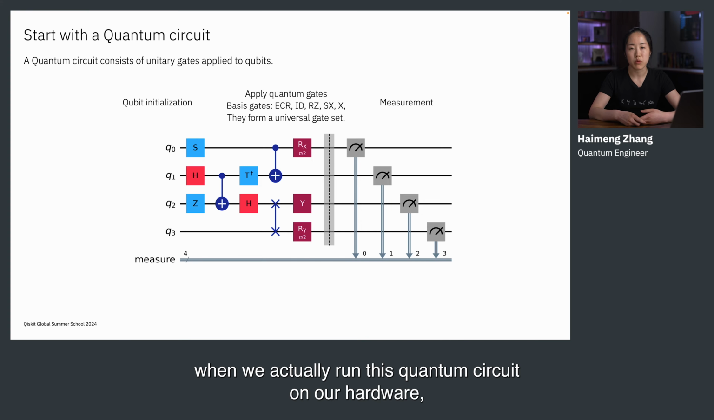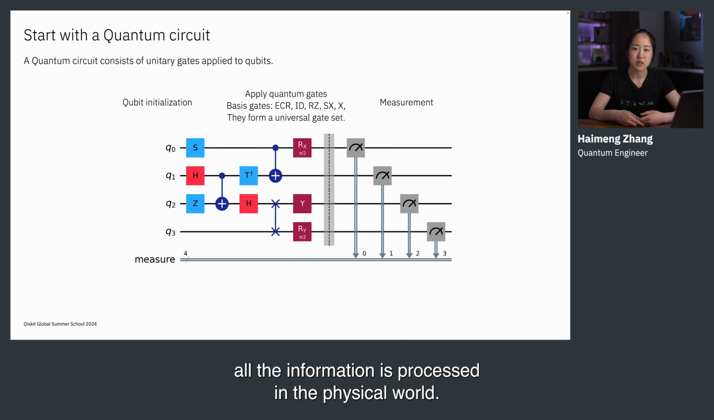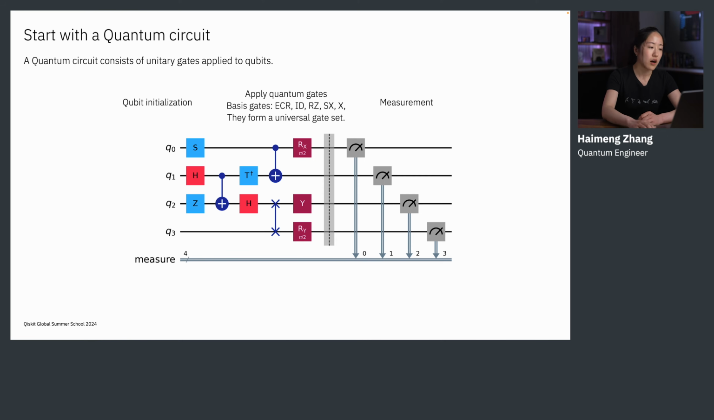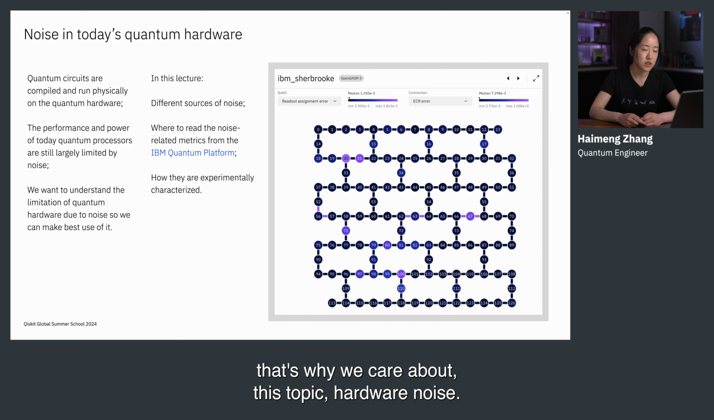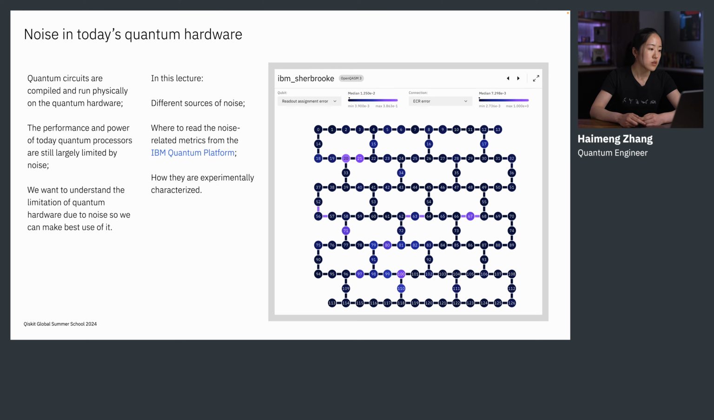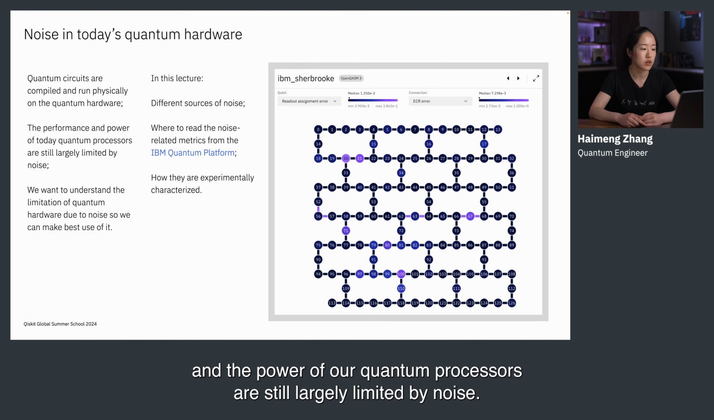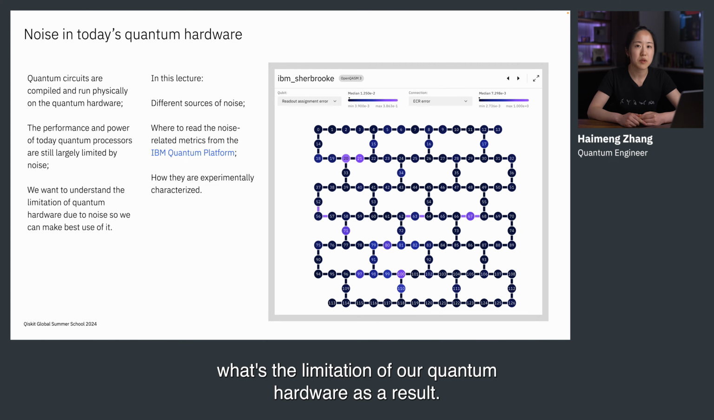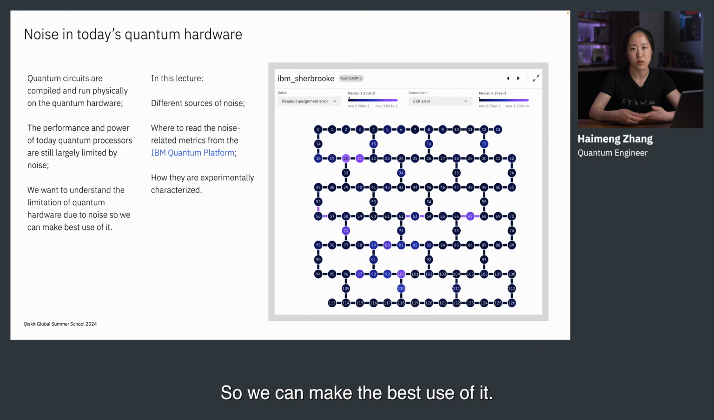But bear in mind, when we actually run this quantum circuit on our hardware, all the information is processed in the physical world, and in practice, those quantum operations we talked about are not ideal. That's why we care about this topic, hardware noise. We now understand the performance and the power of our quantum processors are still largely limited by noise. So we want to understand the limitations of our quantum hardware, so we can make the best use of it.